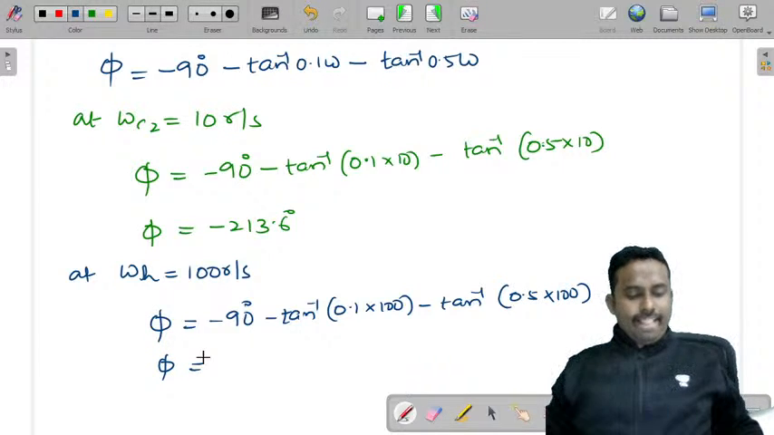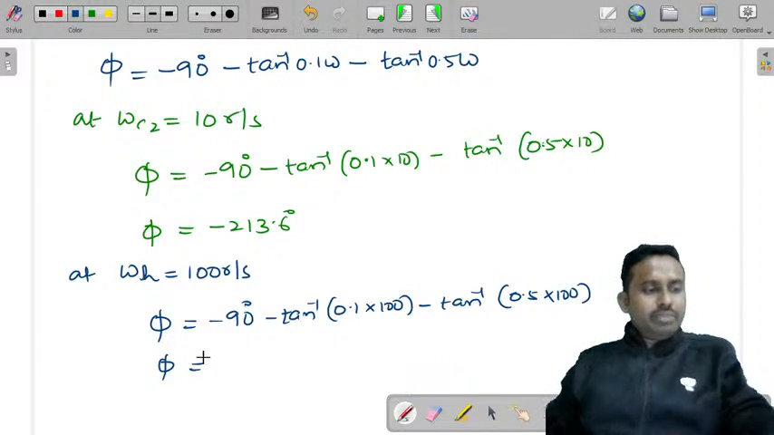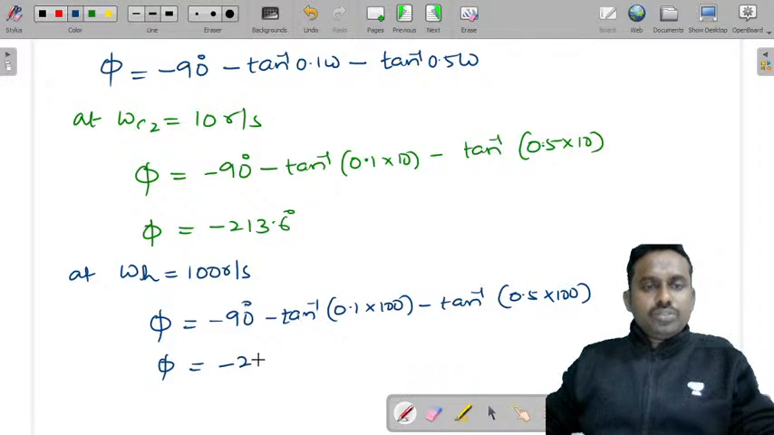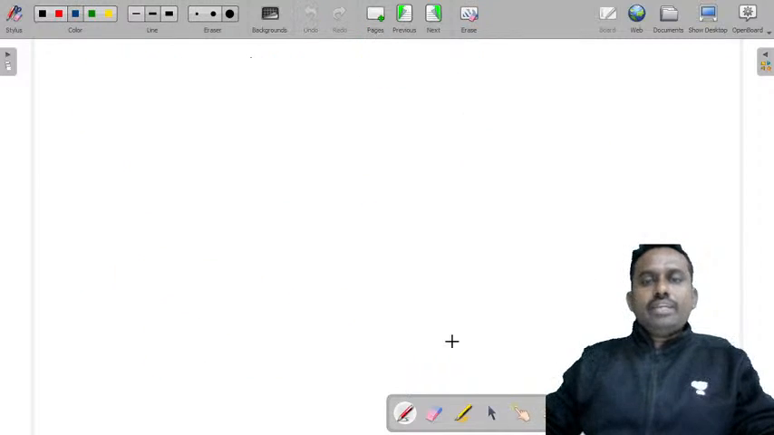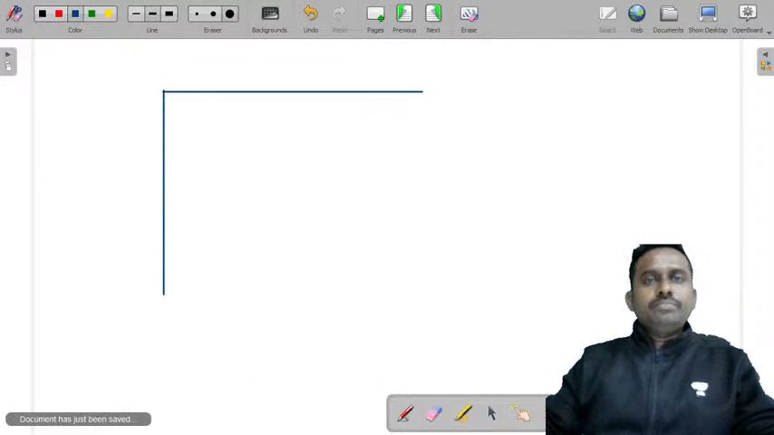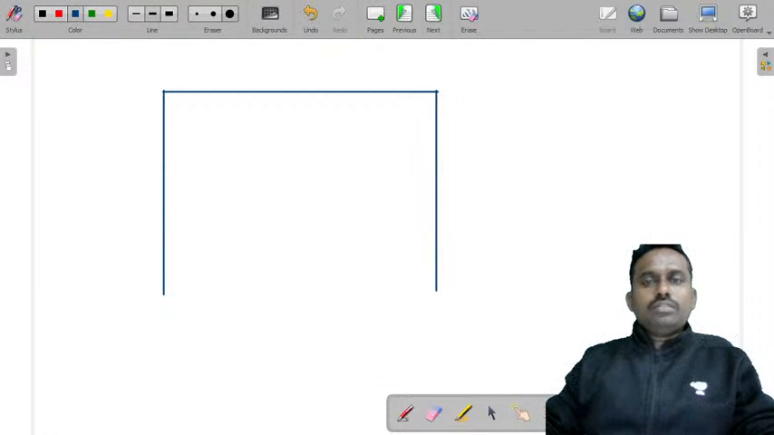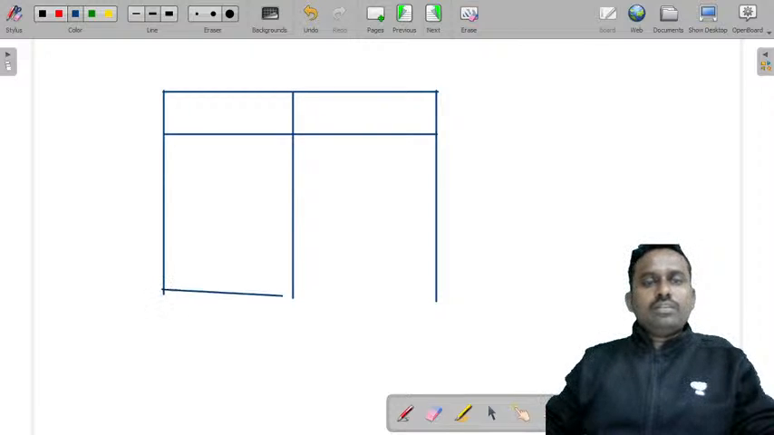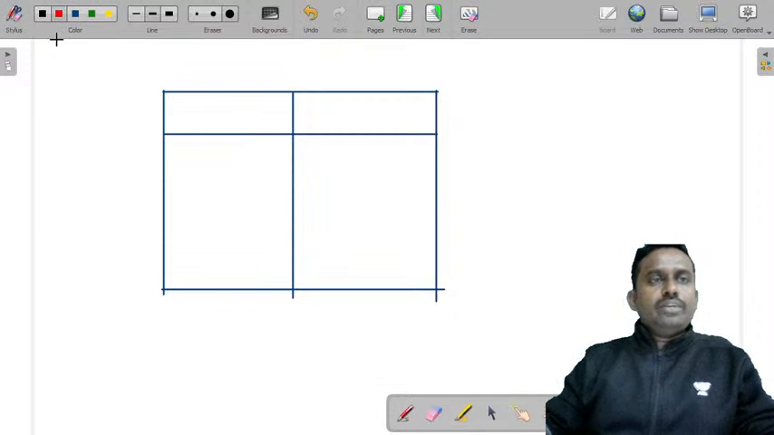What is phi? For 100 radian, 263.1. Very good. Minus 263.1 degrees. Very good. Now let's try to draw a table and write all these values, for the different corner frequencies.